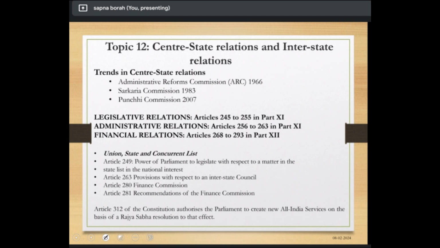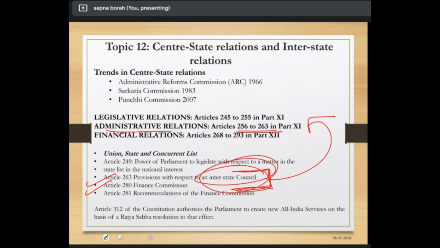Okay, 263 and 280, very very important two articles. Center-state relations: 263 falls into administrative relations. Keep in mind Articles 256 to 263, which part they belong to. The Interstate Council is there, which will try to solve conflicts. Okay, interstate or major relations, like to better resolve them, this council was formed.